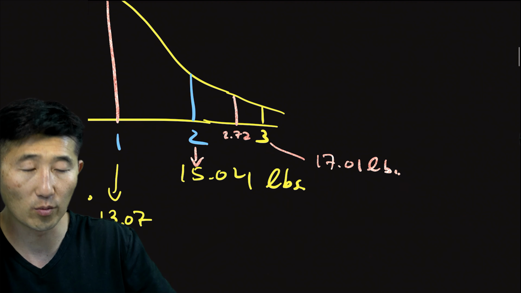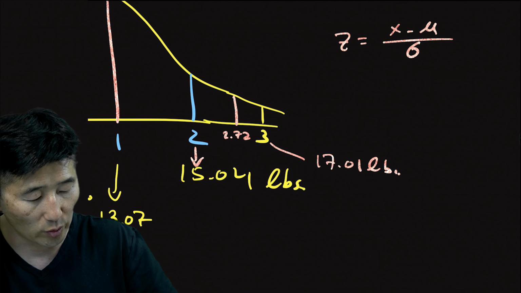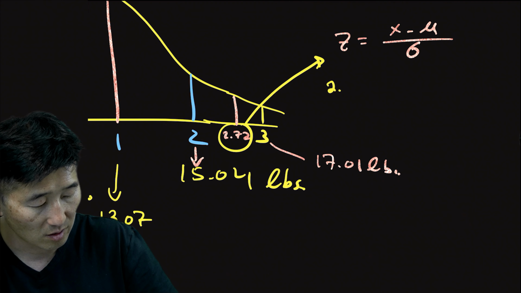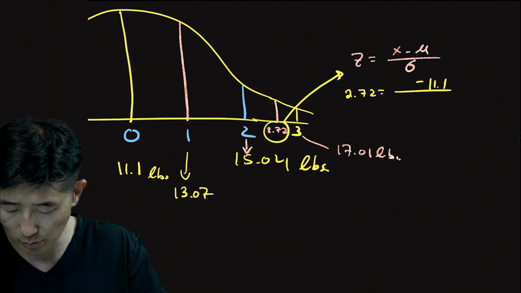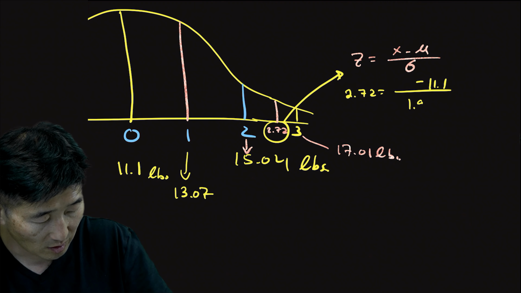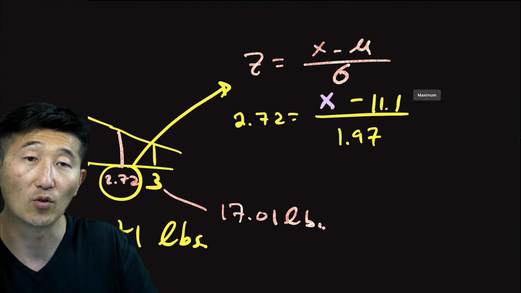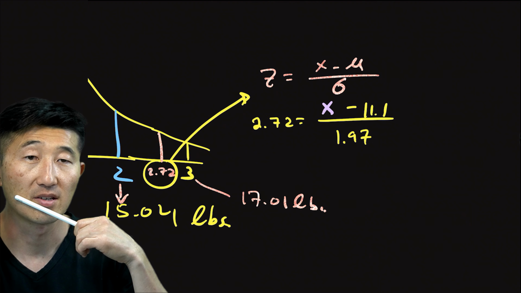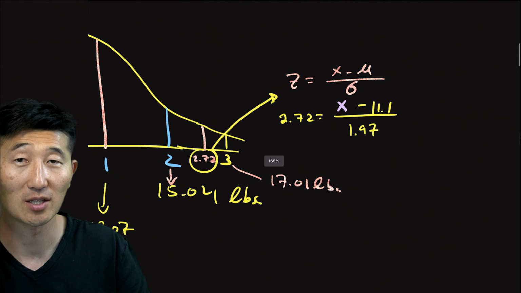So the z formula says that z equals x minus the mean, divided by the standard deviation. We have our z, which is 2.72, so we just plug it in. You see that? We have the mean, which is 11.1. Our standard deviation is 1.97. So guess what? All we need to do now is solve for his weight. Does that make sense? Yeah, that makes more sense. Now it's just algebra. Is that really making sense? See how this works? Yeah, it really is.